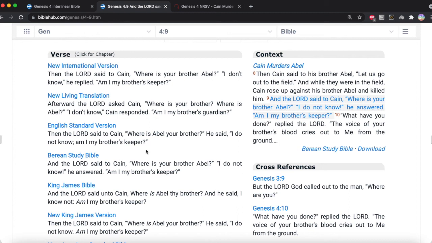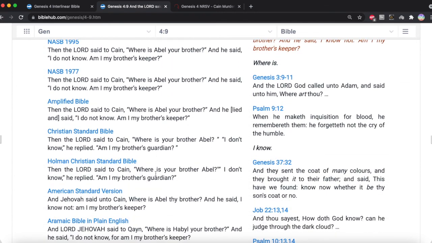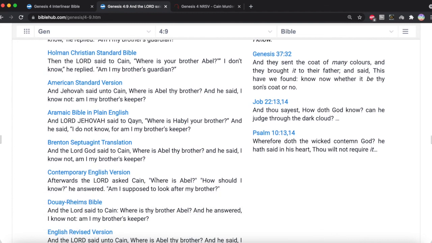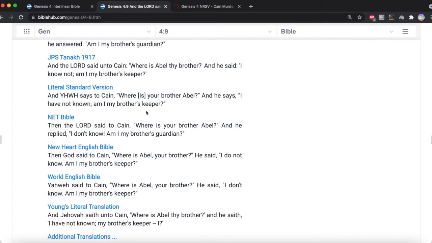So I was right. Most of them say keeper, but look, the NLT instead chose guardian. Am I my brother's guardian? So we've got keeper, guardian, keeper. Oh wow, and this one just said, am I supposed to look after my brother? It's kind of nice to look at that and think, what would it mean to be your brother's keeper? What does that mean in English? Or your brother's guardian, especially with contemporary connotations?